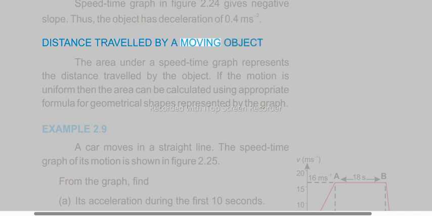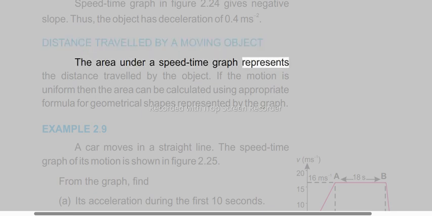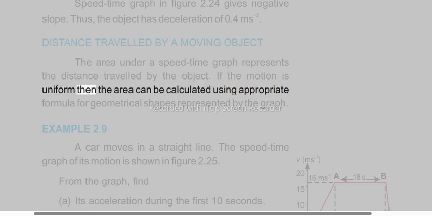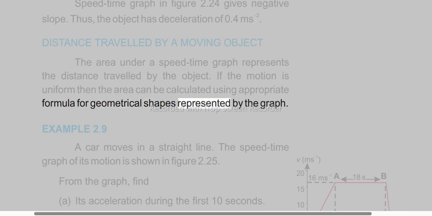Distance traveled by a moving object. The area under a speed-time graph represents the distance traveled by the object. If the motion is uniform, then the area can be calculated using the appropriate formula for the geometrical shapes represented by the graph.